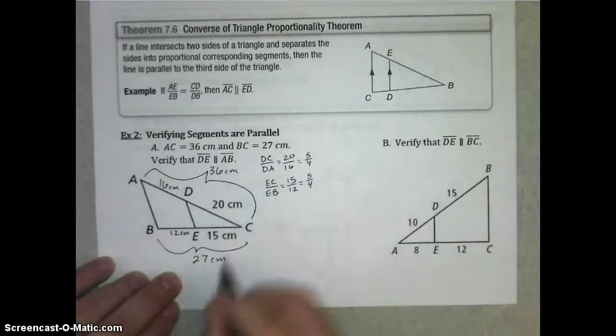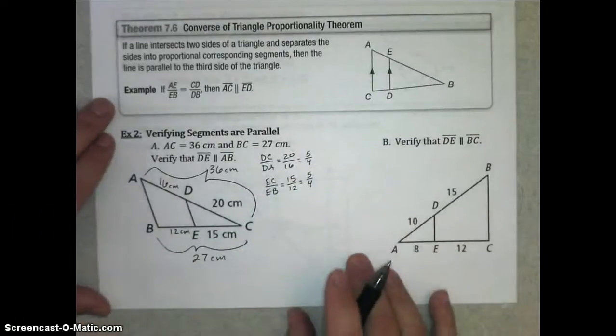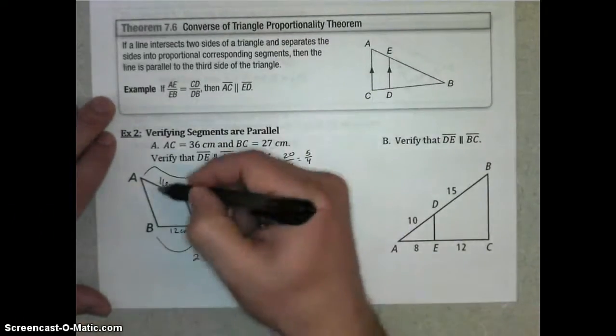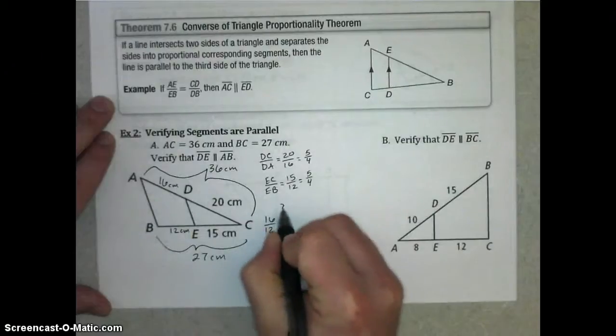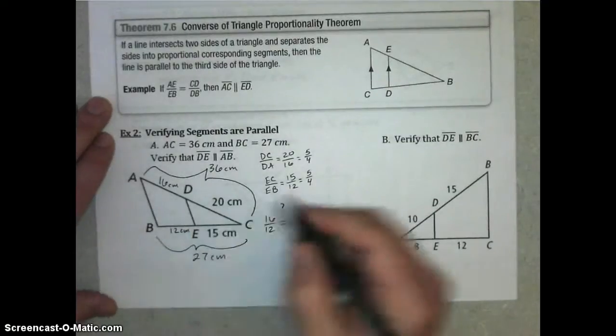So these are proportional. Now that may not be the same way that you originally set that up, so let's look at our other ratio. Let's compare opposite sides here. 16 over 12 should equal 20 over 15.